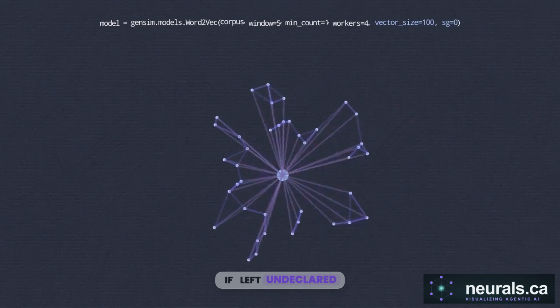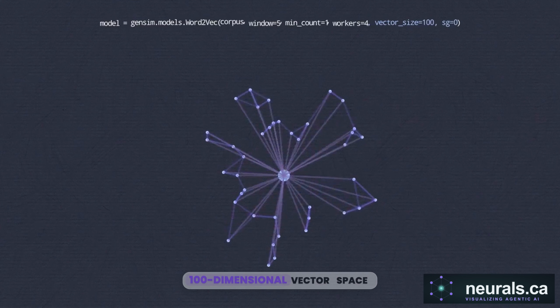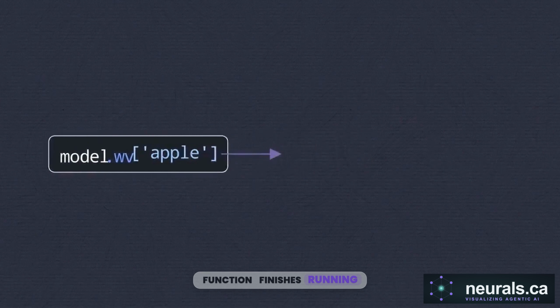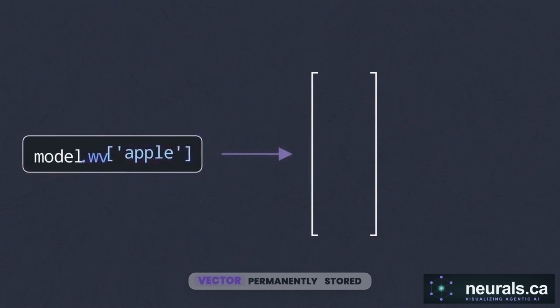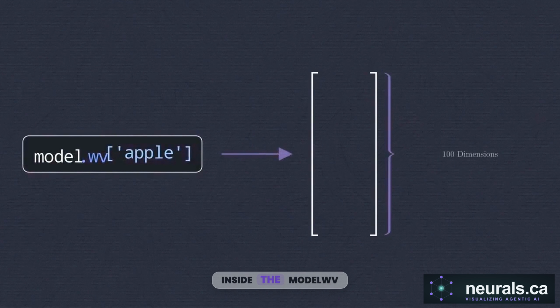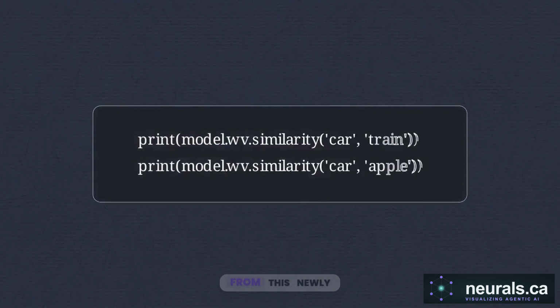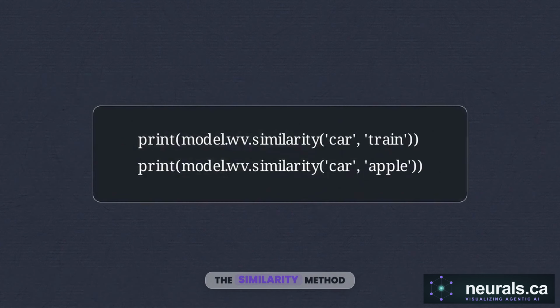If left undeclared, the library defaults to building a 100-dimensional vector space. It also defaults to the continuous bag of words architecture using negative sampling. Once the function finishes running, every vocabulary word has its trained vector permanently stored inside the model.wv object. By trusting these mathematically sound default parameters, you can instantly deploy an optimized embedding model without manually configuring the complex matrix operations.